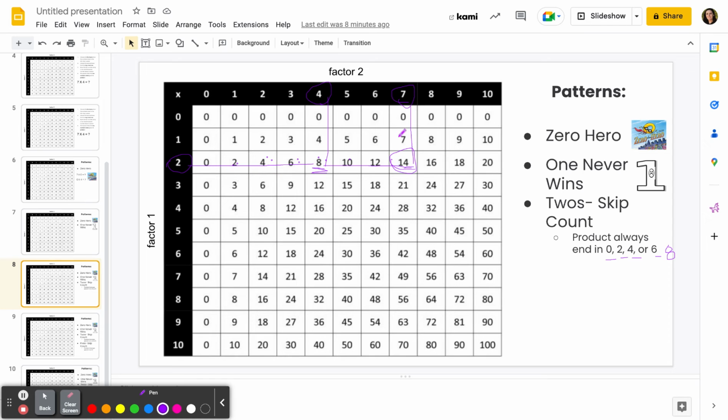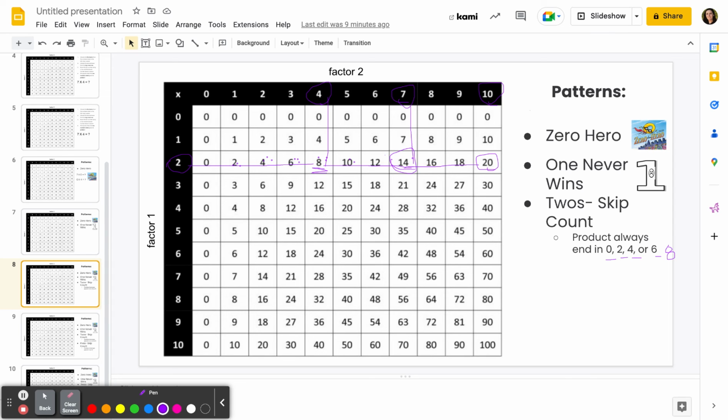Let's try 2 times 10. I'm going to skip count by 2 10 times. 2, 4, 6, 8, 10, 12, 14, 16, 18, 20. 2 times 10 equals 20. We can also use our doubles to help us. We know that 4 plus 4 equals 8. We know that 7 plus 7 equals 14. We know that 10 plus 10 equals 20. If you know your doubles, you also know your twos.